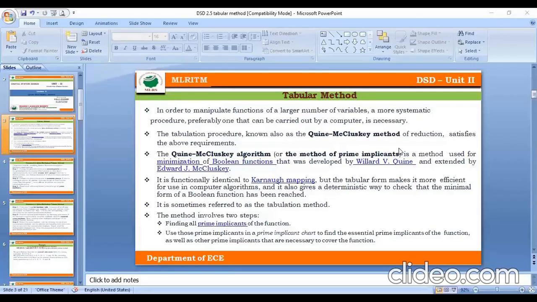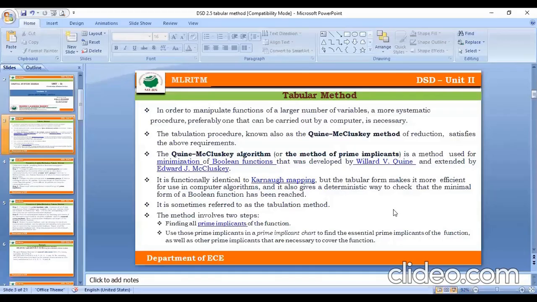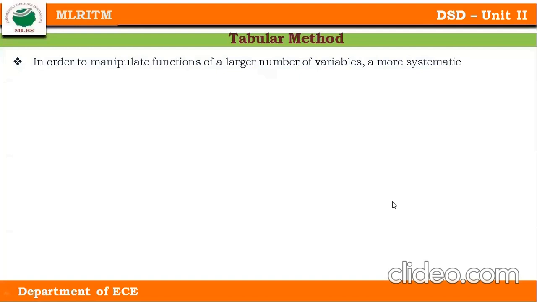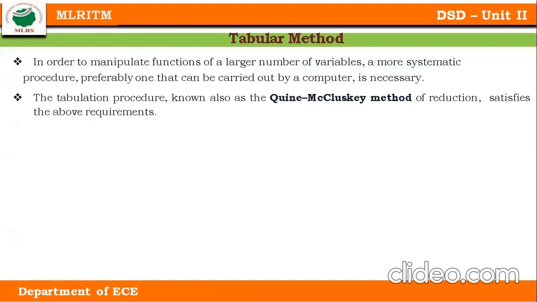When variables are less than 4, or in case of 5 also, we are able to use a K-map. In case the variables in the function are more than 5, we need to go for this tabular method. So what is this tabular method? In order to manipulate the Boolean functions with a large number of variables, to reduce that number of variables, we are going for this tabular method.